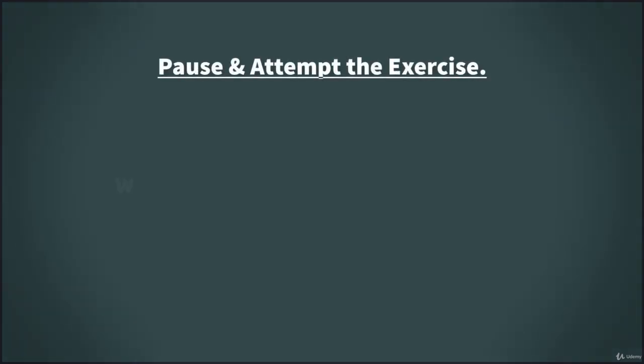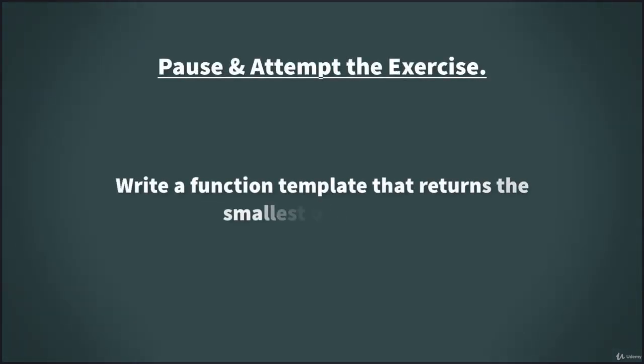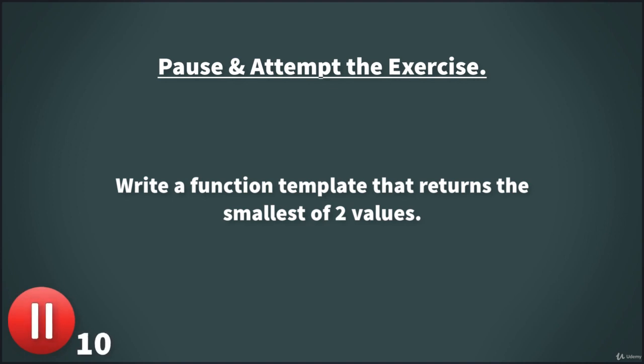For an exercise, I'd like you to write a function template that is going to return the smallest of two values. So in other words, it's also going to return that type parameter. And as another type, of course, it's going to take in two arguments. So the function is going to need two formal parameters. Go and try that now, and when we come back, I'll show you my implementation.